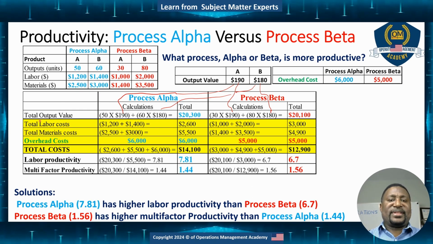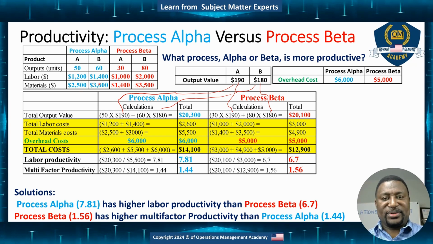So here we have that information. This is a page that you might pause, take a picture of, and analyze very well. Here we have process alpha, which produces output A and B, and process beta, output A and B. The output from process alpha is 50 for A and 60 for B, and from process beta we have 30 and 80. And we have the labor cost to produce A and the labor cost to produce B for alpha, and the labor cost to produce A and B for beta.